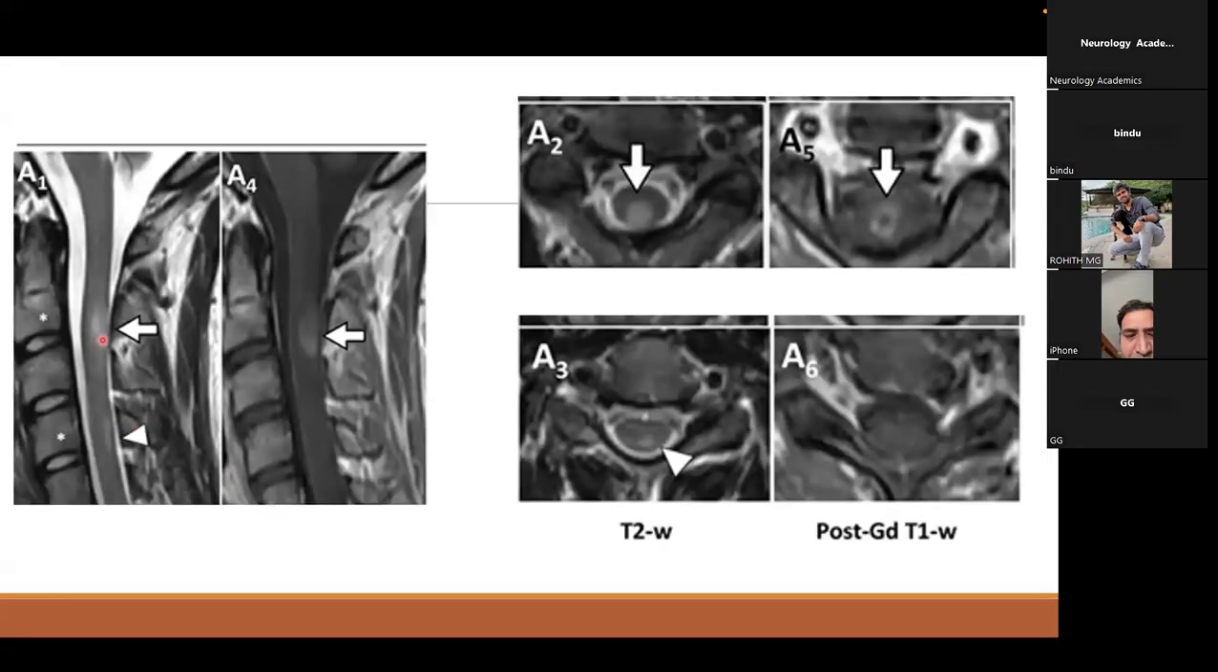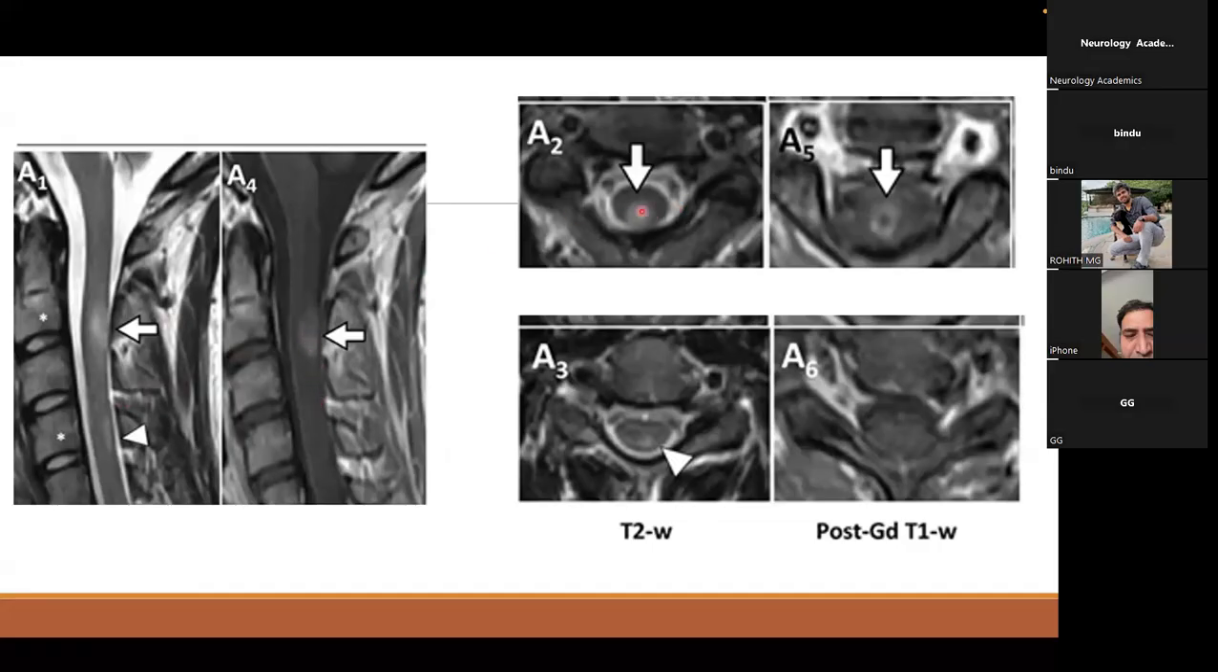So here we can see in the cervical region, one small lesion is there, which is short. It is only one vertebral level, one vertebral segment. And here one more small lesion can be seen. So in this, one is enhancing, one is not. So dissemination in time is there.